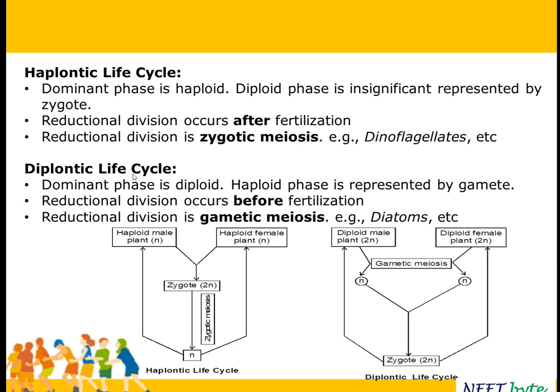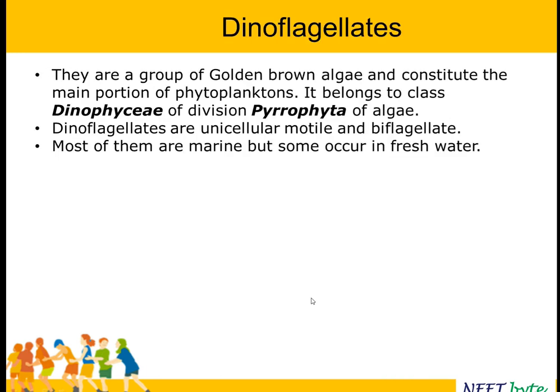But if you talk about the diplontic life cycle, here we see the dominant phase is diploid. They undergo gametic meiosis and haploid gametes are formed, and they combine together to form a zygote. So these are characterized by gametic meiosis. So here, the reductional division is going to occur before fertilization, as we observed in the case of diatoms. Okay, so let's talk first of all about dinoflagellates.